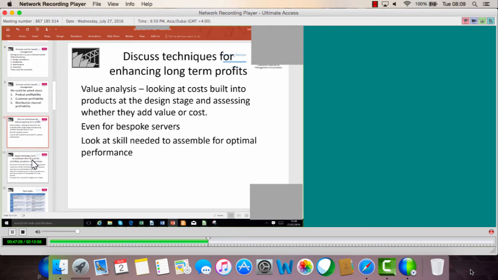And then the final of our sections is enhancing long-term profits. Now, I gave you a moment on the previous one to be able to ask me questions about activity-based management. I'm very happy to take questions, but now is an opportunity, if you wish, to address anything to do with the techniques for enhancing long-term profits before we move on to learning curve.